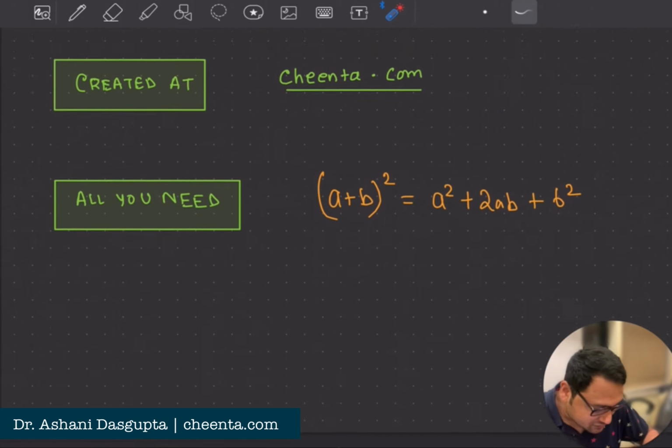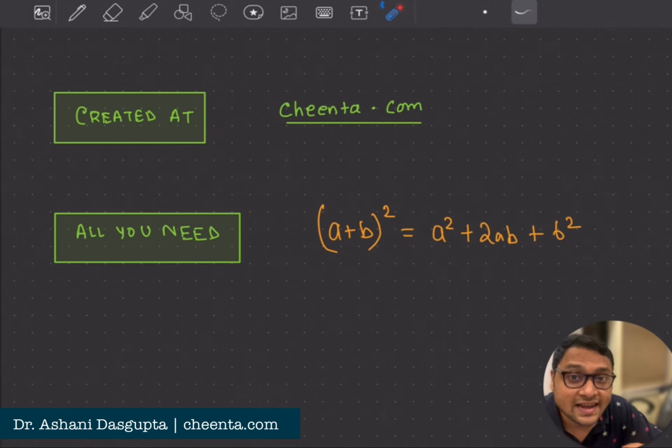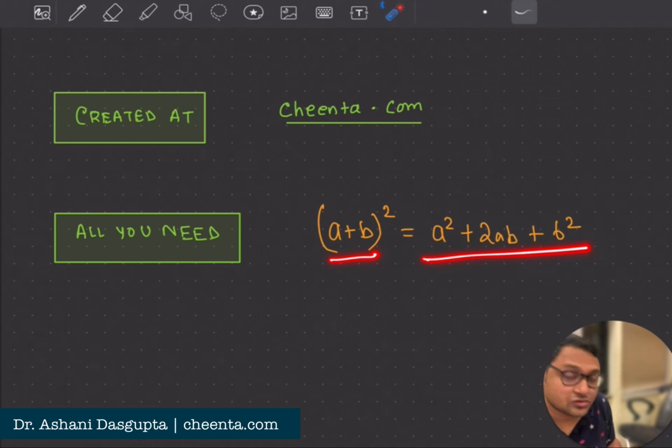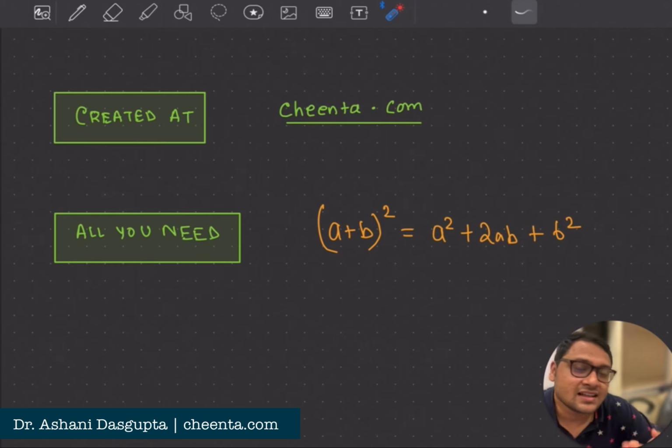So for this particular problem, all you need to know is an algebraic identity. That is, a plus b whole square is equal to a squared plus 2ab plus b square. If you know this, then you would be done. Nothing else is necessary. So I'll just give you a minute to think about it, and then I'll start discussing the problem with you.